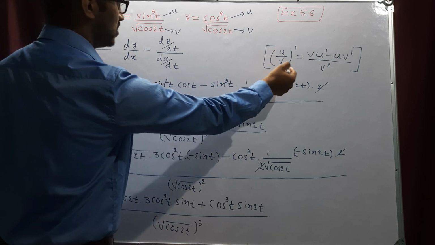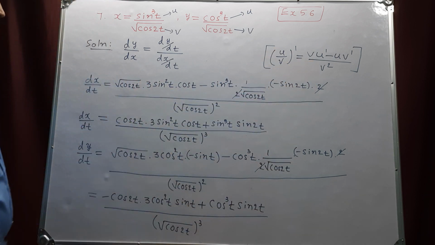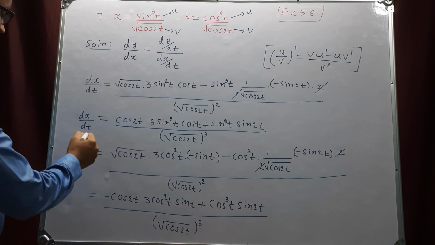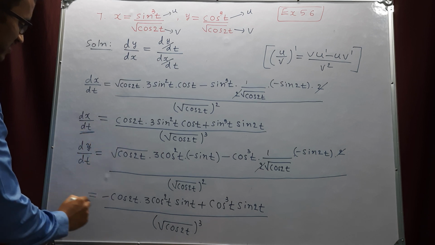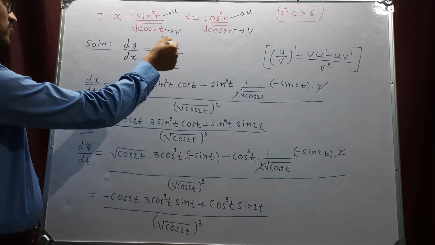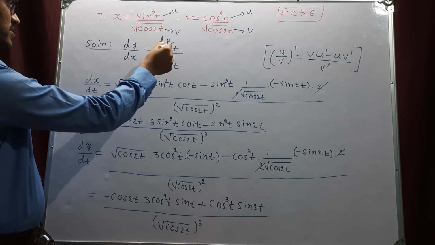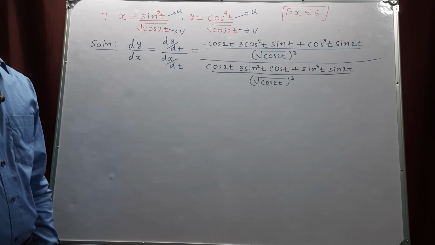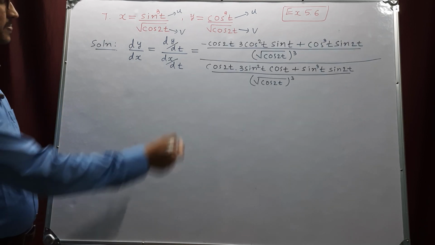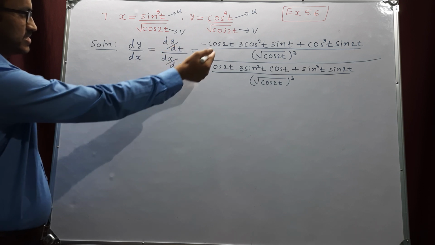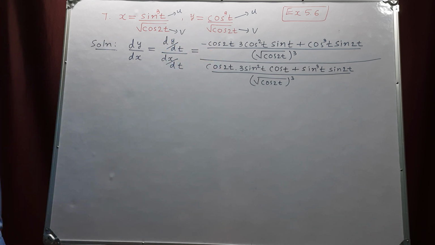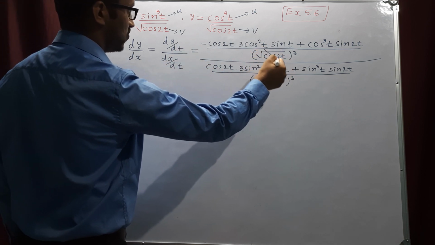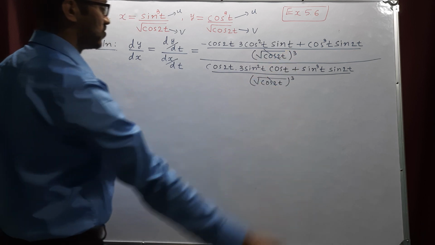Here we have applied the quotient rule, as well as to find the derivatives we have to apply the chain rule. So after getting these values dx by dt, dy by dt, now let us substitute the values here to find the value of dy by dx. We have substituted the value of dy by dt as well as dx by dt. Now let us simplify this one. So see here, we can cancel root of cos 2t whole cube as well as root of cos 2t whole cube.